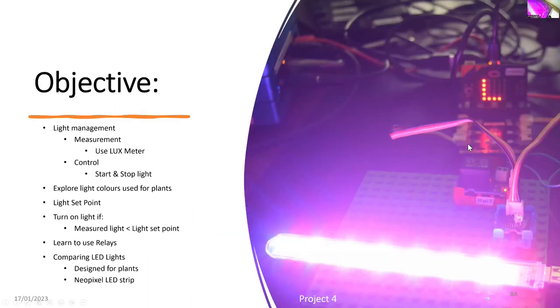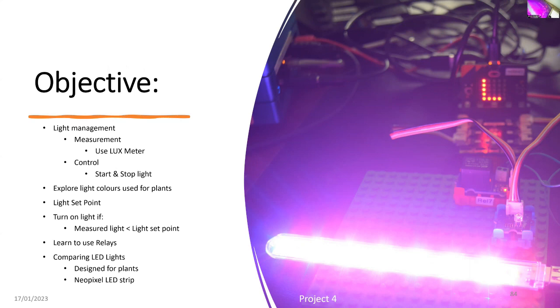So the objective is to look at light management. This would be particularly useful in an indoor setting where you need additional artificial lights to stimulate plant growth. And we'll have a look at the measurement of light with a lux meter. And we're interested in knowing when to start and when to stop the process so that we can ensure the plants get enough exposure to light.